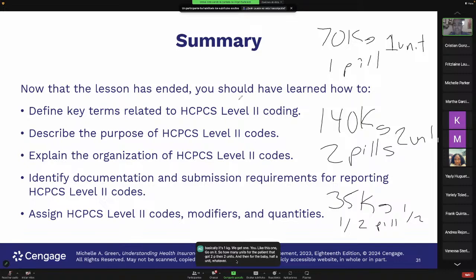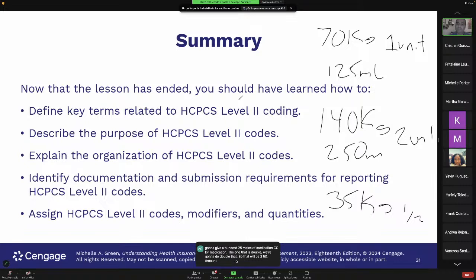Okay? So now let's complicate it a little bit. And instead of putting 1 pill, I'm going to say that it's going to be in cc's or in mLs or whatever it is. Okay? Nothing will change. Look at this. For a patient that is 70 kilograms, I'm going to give 125 mLs of medication, cc's of medication. The one that is double, we're going to do double that, so that will be 250 mLs. And then for the baby, we're going to give whatever that is, 62.5 mLs.